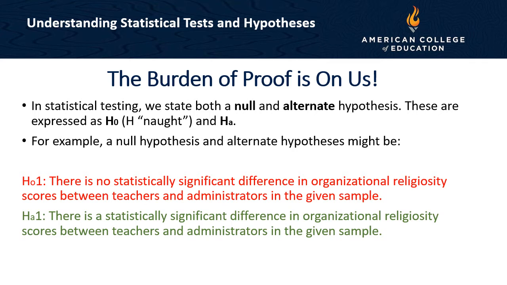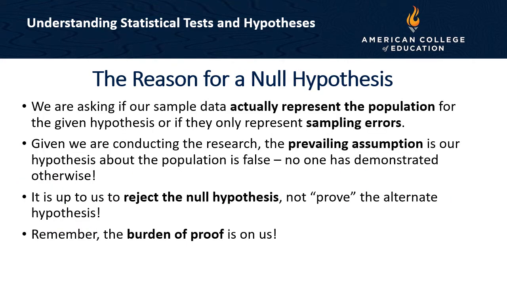So our objective is to see if we can reject the null hypothesis. And by rejecting the null hypothesis, there's a suggestion that the alternate hypothesis may be true. The idea of using a null hypothesis may seem silly or unnecessary to you, but there actually is some good reason behind it. What we're doing with a null hypothesis is asking if our sample data actually represent the population for the given hypothesis, or if they only represent sampling errors.